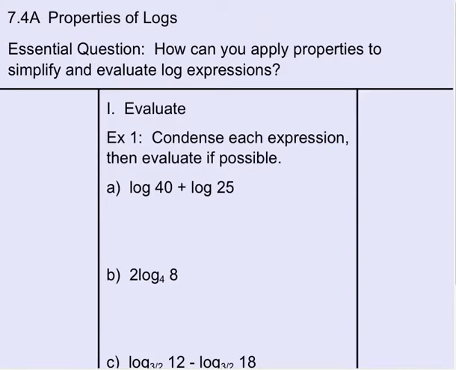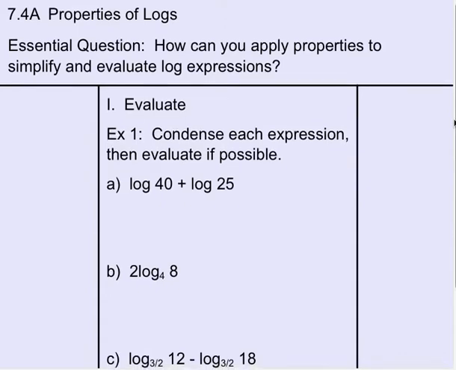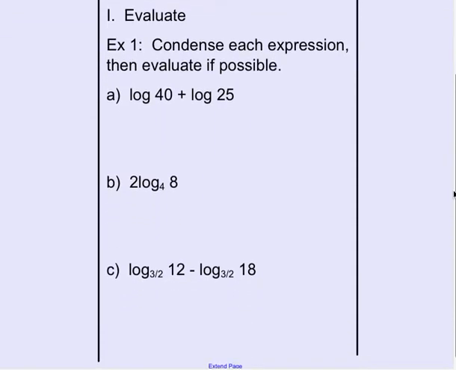All right, so starting by condensing to evaluate. So looking at our first question, log of 40. Remember, if we don't see a base, it's base 10. Log of 40 cannot be evaluated exactly, and neither can log of 25. But let's see what happens when we condense them. So if we are adding logs, we can condense it to a single log and multiply what we're taking the log of.